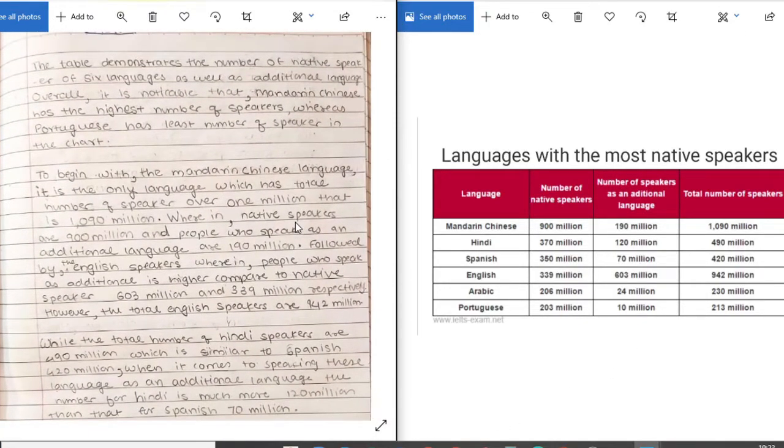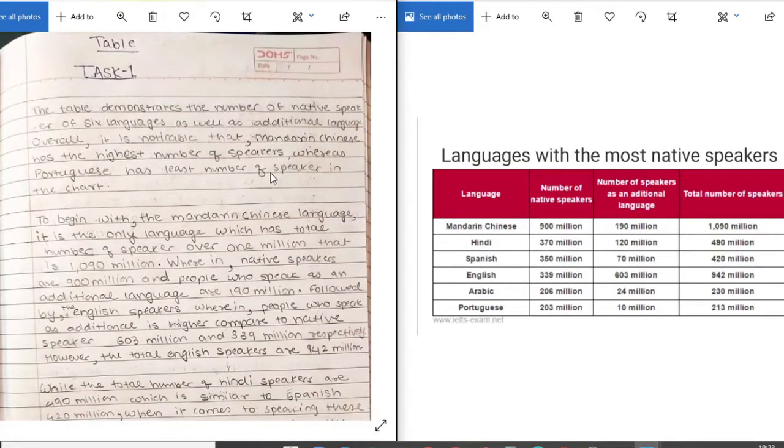So structure wise, there are no mistakes. This is a good comparison and good pairing of languages wherein you have paired Chinese with English, Hindi with Spanish and Arabic with Portuguese considering the total number of speakers. Grammatically, there are a few mistakes which you need to take care of.